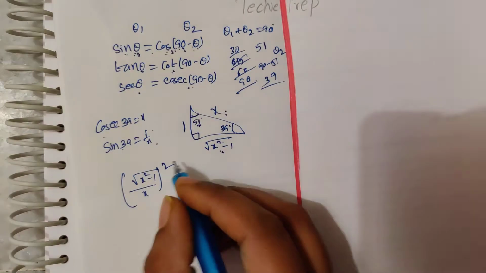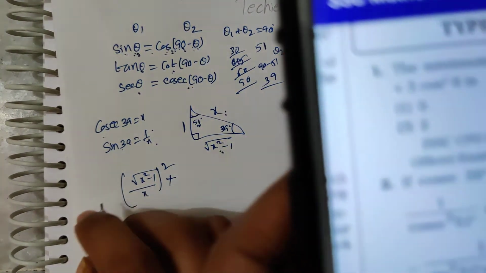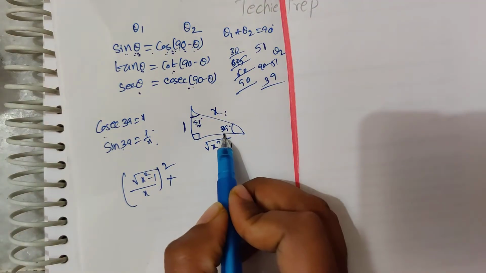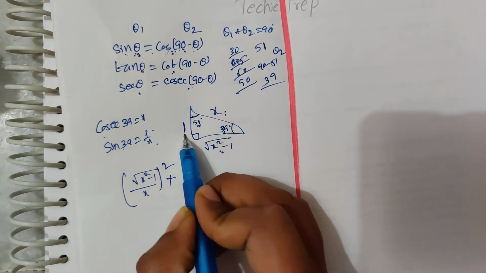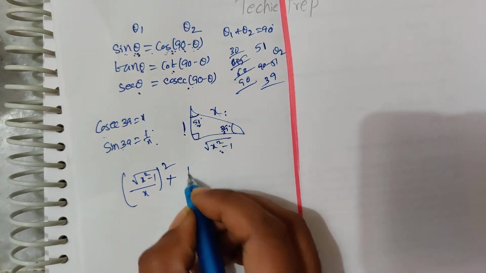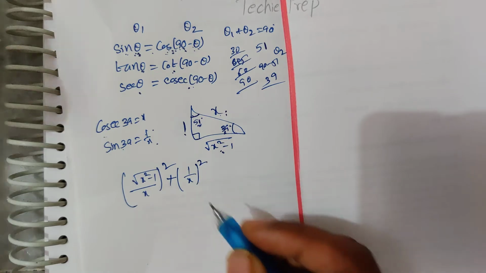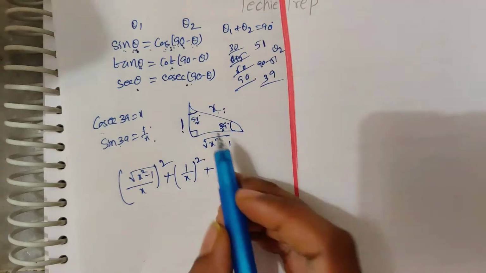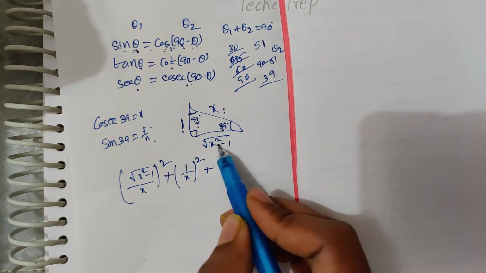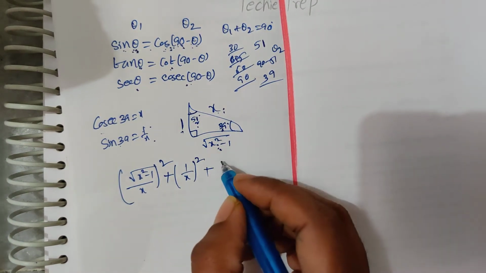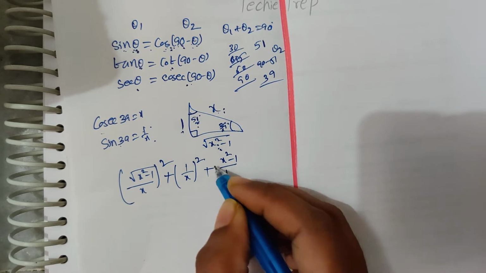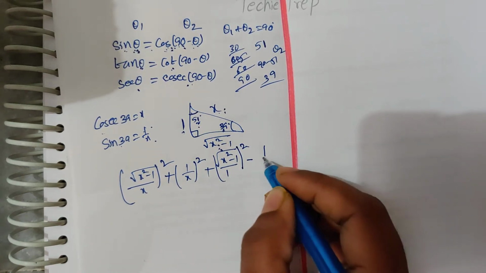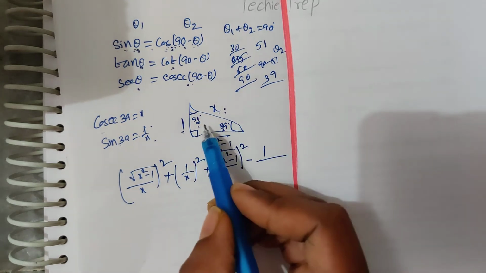Similarly, next is sine square 39. Sine means opposite by hypotenuse, so it is 1 by x whole square. Next, tan square 51. Tan means opposite side by adjacent side, so it is root over x square minus 1 by 1, whole square, minus 1 by sine square 51.